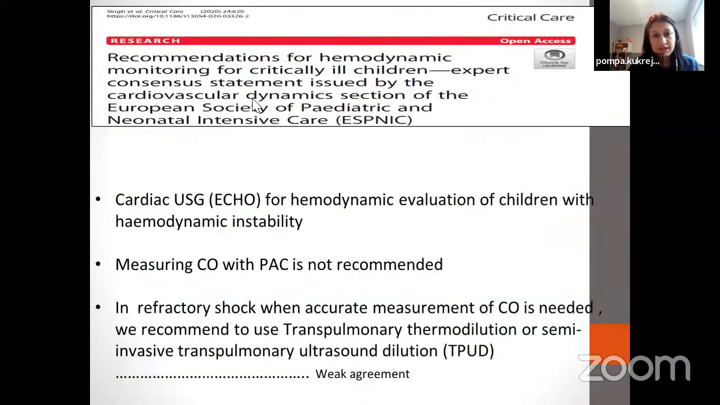This was followed by pediatric guidelines, I think in 2020. Again, it says cardiac ultrasound or echo for hemodynamic evaluation of children with instability. We don't measure cardiac output with artery catheters unless it is in the cardiac cath lab or when you're doing a diagnostic cath. It's not a routine practice. If you have refractory shock and you need cardiac output, then you can use it, but there was a very weak agreement in terms of which modality to use. And also there was no agreement among people that we need cardiac output monitoring. I think the problem in children is, again, the validation.